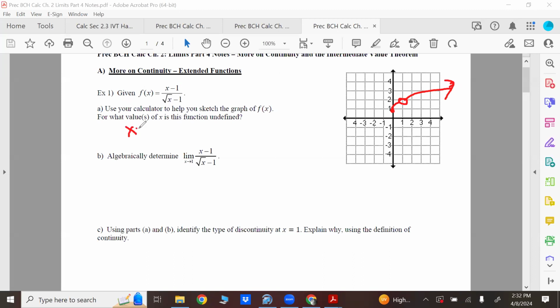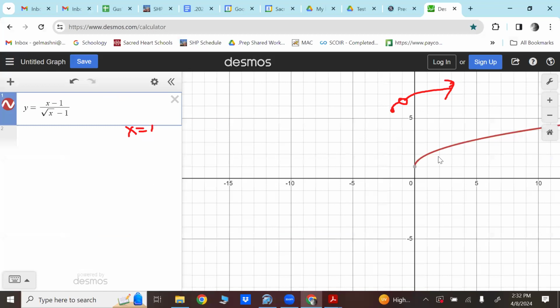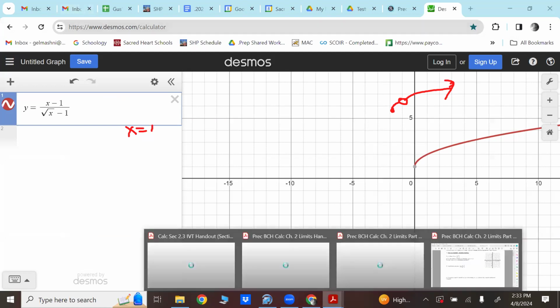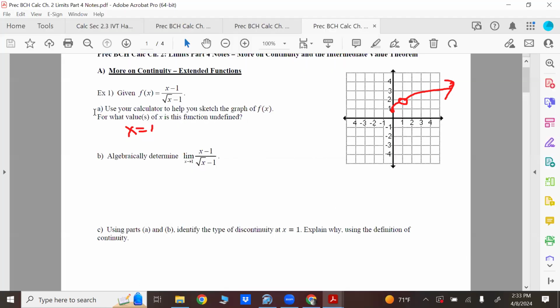It's undefined at x equals 1. And again, you could just sketch it, and trace it. Yeah, see, undefined, right? So that's a problem. So algebraically, what you're going to do is get a little creative here. Think of it as root x minus 1 times root x plus 1. And so those cancel.